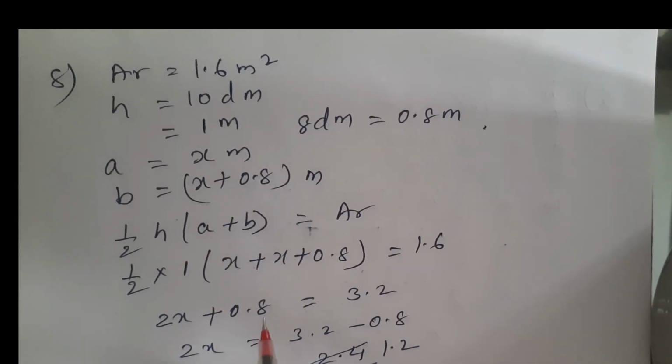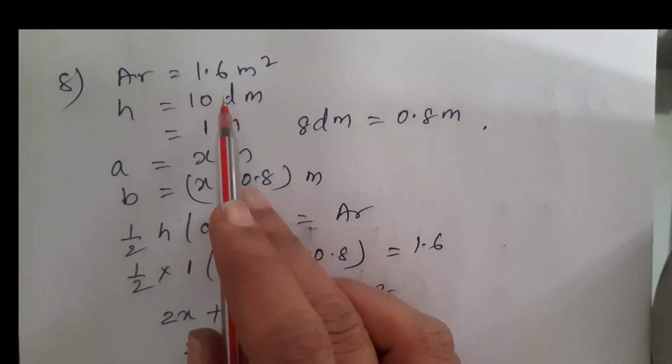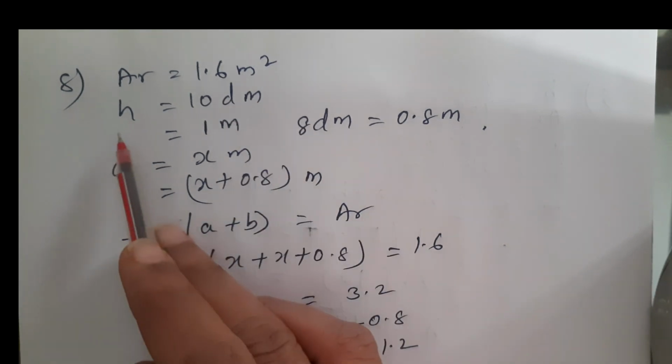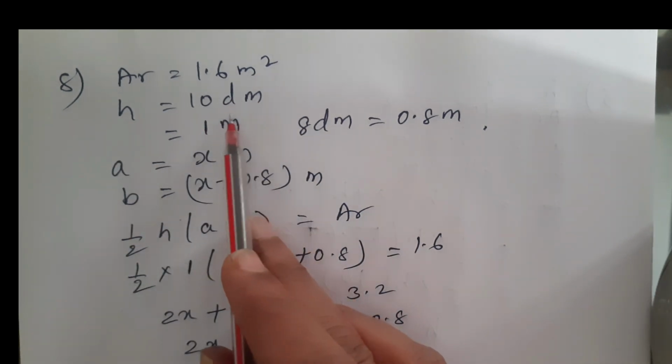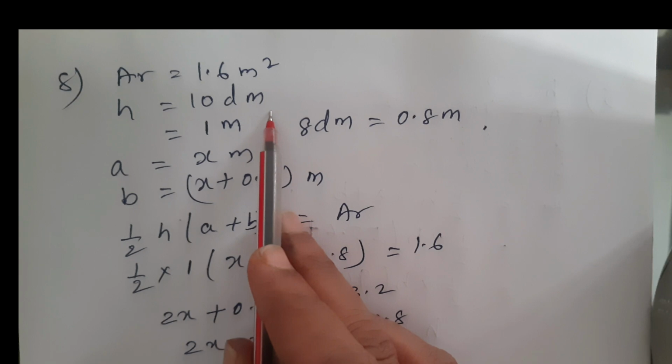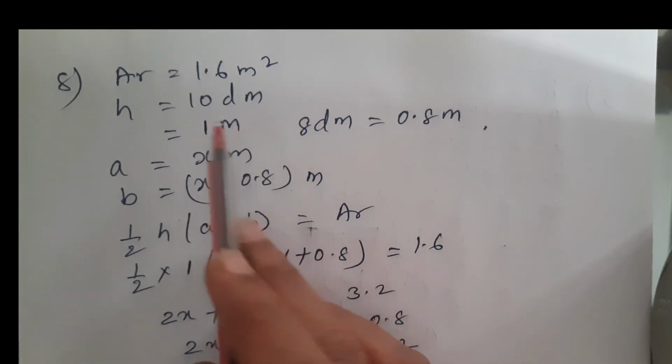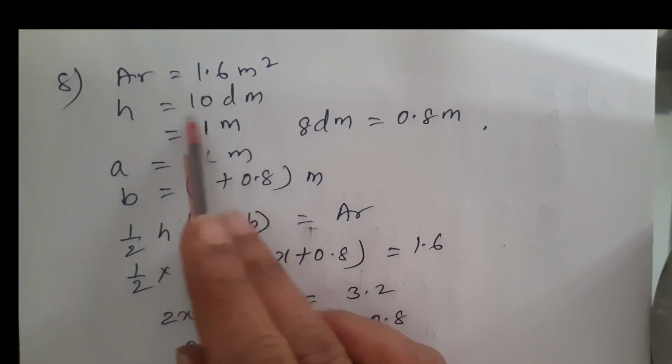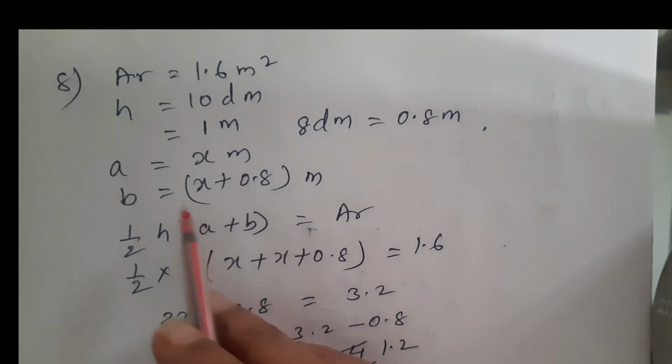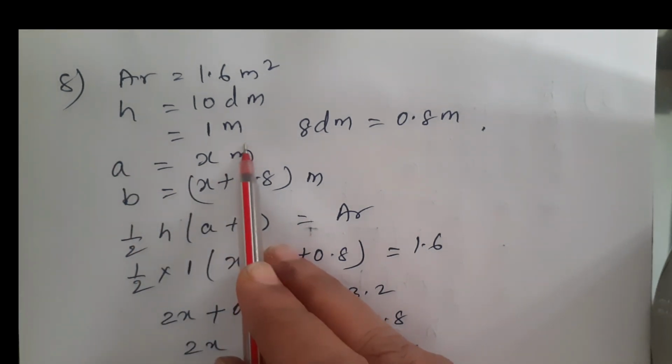Let's start with question number 8. Here the area is given as 1.6 meter square. Height is given as 10 decimeter. As I told, to convert decimeter to meter, we need to divide it by 10. So I divided 10 by 10. Thus height is 1 meter.